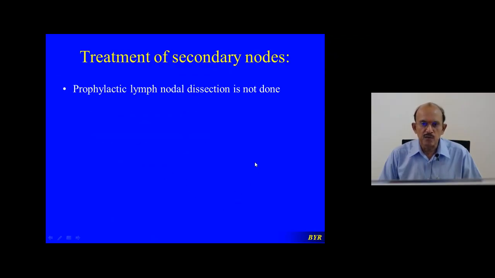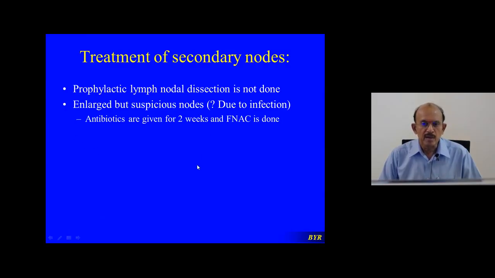Treatment of secondaries in the lymph nodes. Prophylactic lymph node dissection is not done. That means if the lymph nodes are not enlarged, they are not removed. If they are enlarged but suspicious due to infection, antibiotics are given for 2 weeks and FNAC is done because there may be secondary infection due to the ulcer. So you give antibiotics for 2 weeks and then you do FNAC. If FNAC is positive or if no regression, block dissection is done.